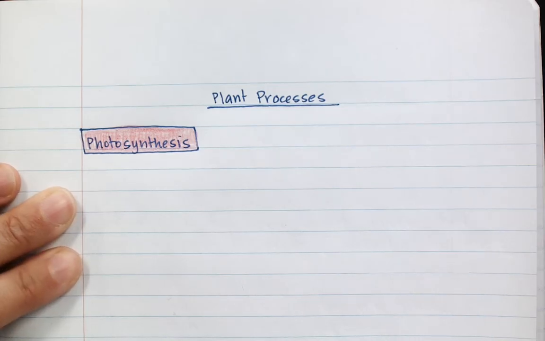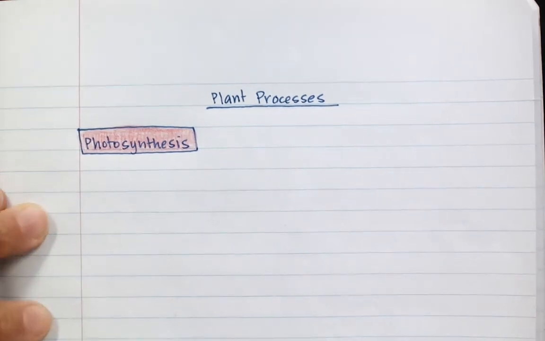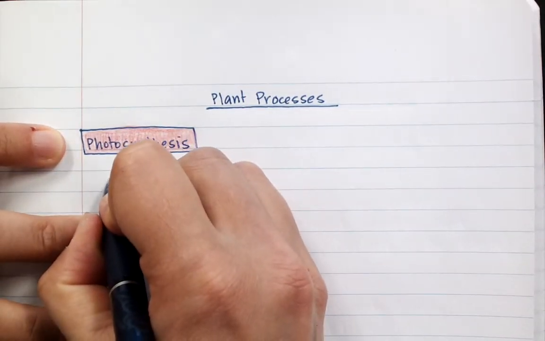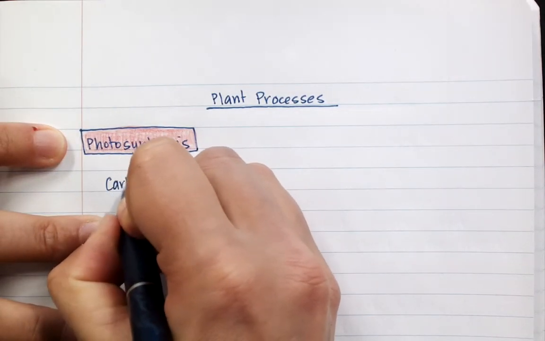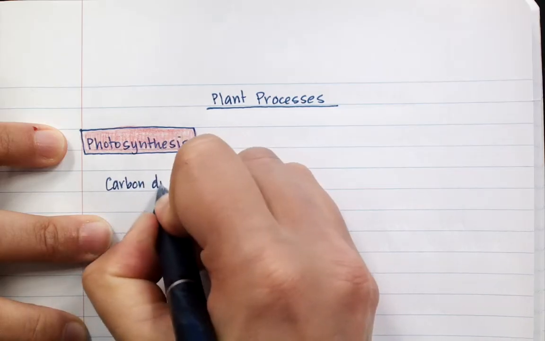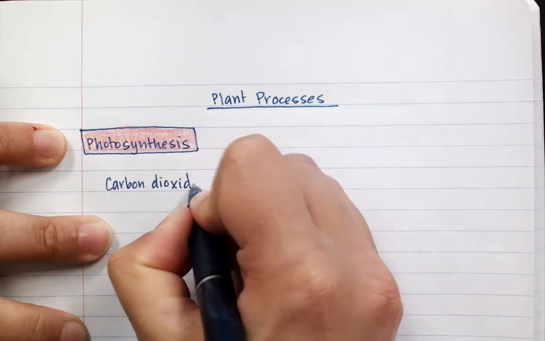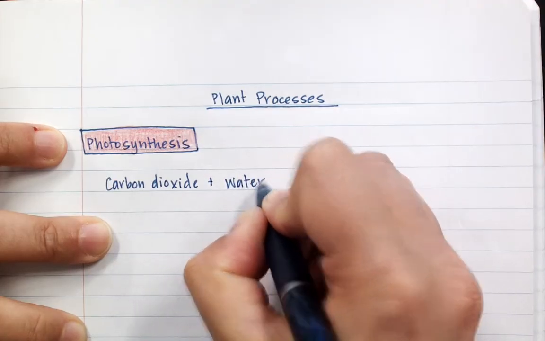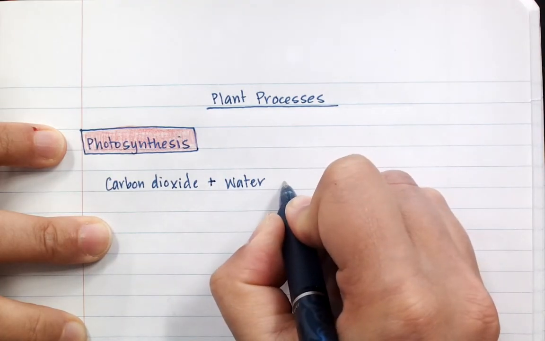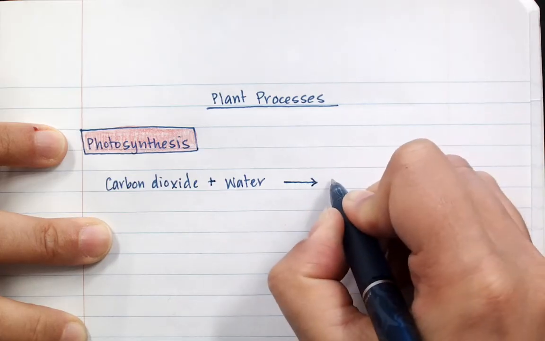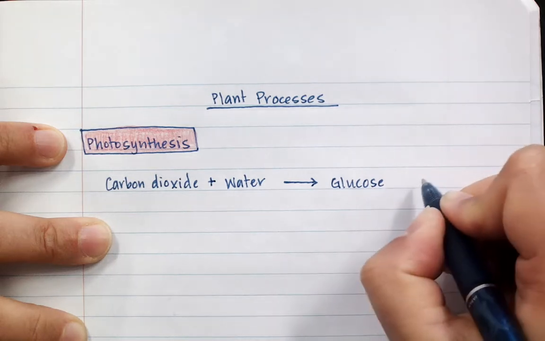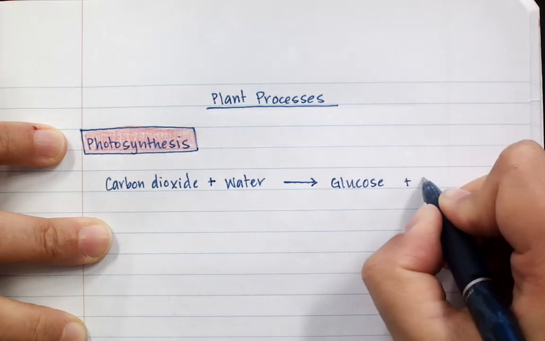Okay, now in photosynthesis, we have an equation. And the equation reads carbon dioxide plus water turns into glucose plus oxygen.